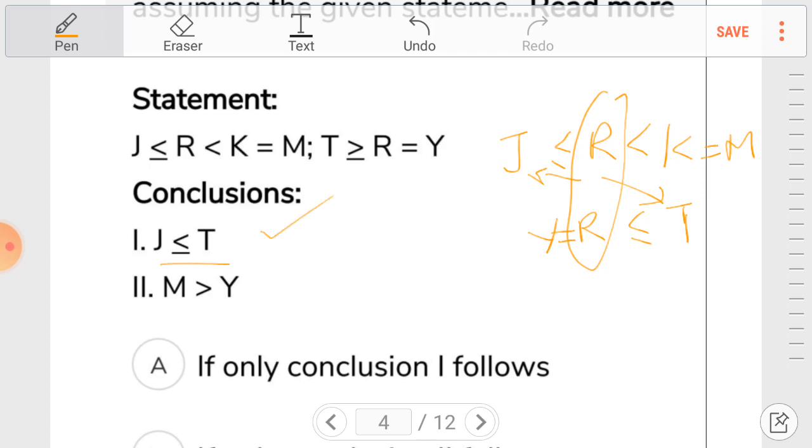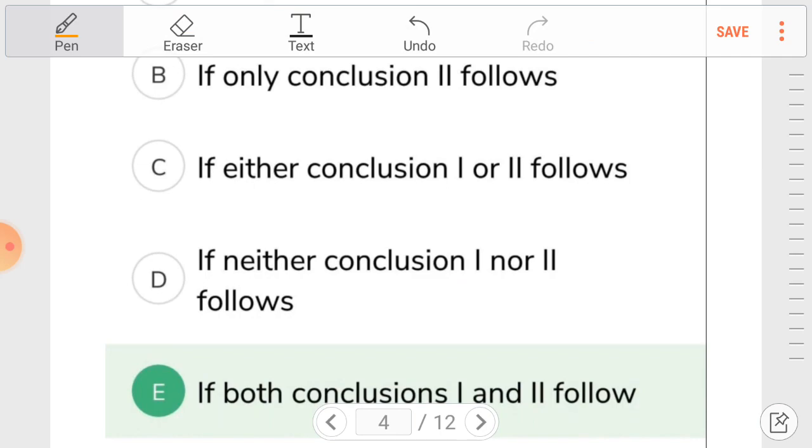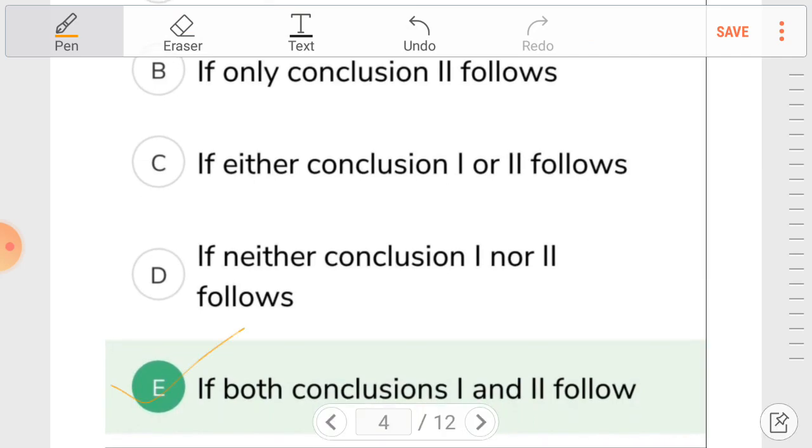Conclusion 1 is correct. Next one, M is greater than Y. So M equal to K and K is greater than R and R equal to Y. So M is greater than Y. Conclusion 2 is also correct. So option B is correct, as both conclusions follow.